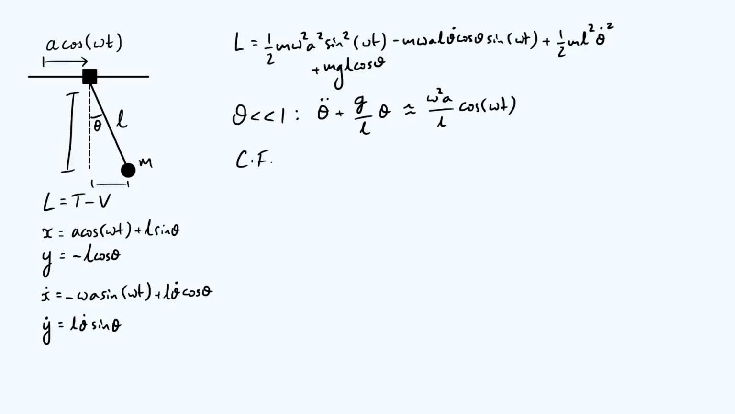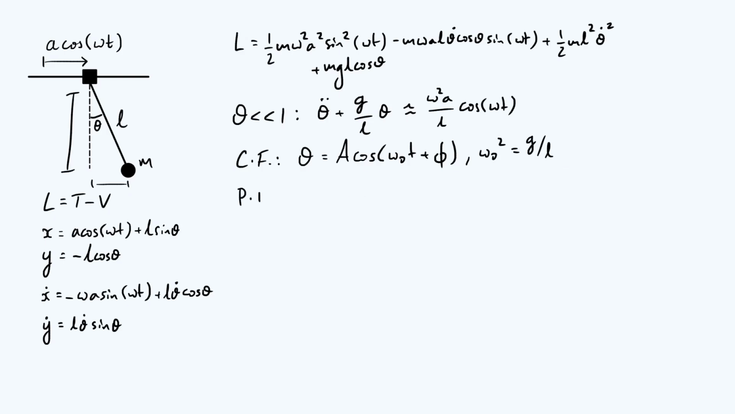The complementary function, I'll just put CF here, comes from solving the left-hand side equal to 0. And it's just simple harmonic motion. I'm not going to go through the full procedure there, but if you're watching this video, you probably already know the solution is a cos of omega naught t plus phi, where a and phi are constants to be fixed by the initial conditions, and omega naught squared equals g over L.